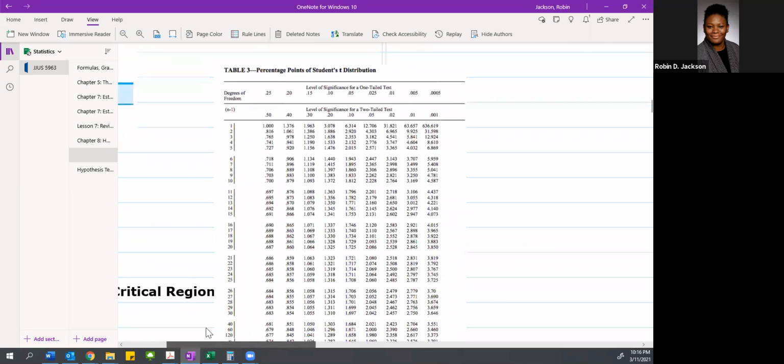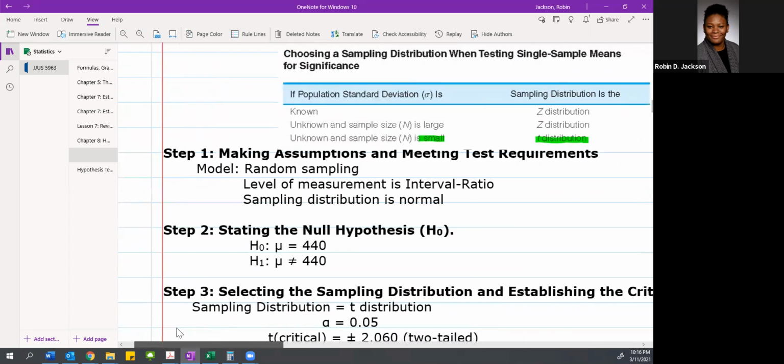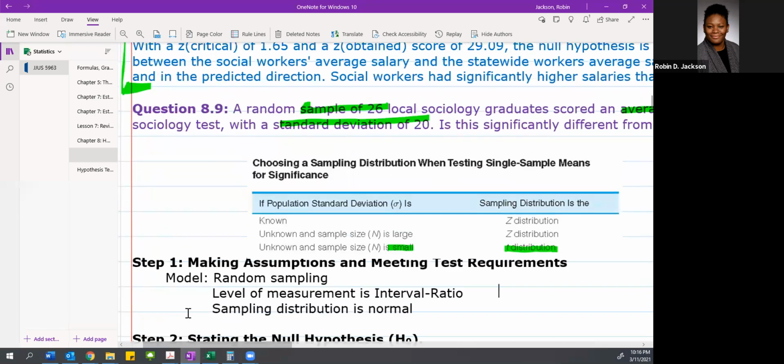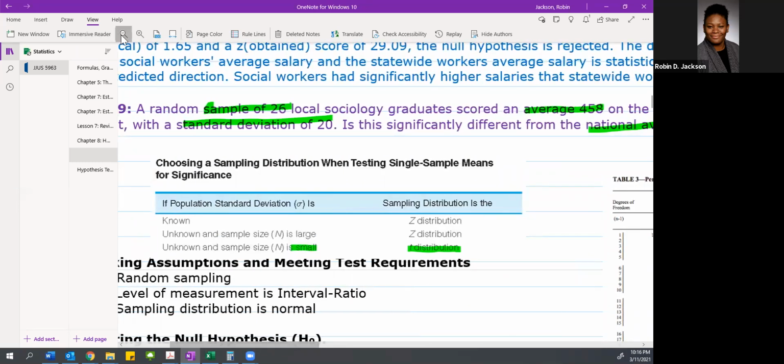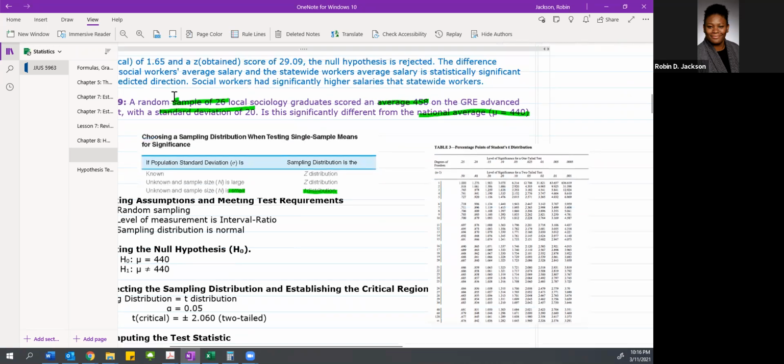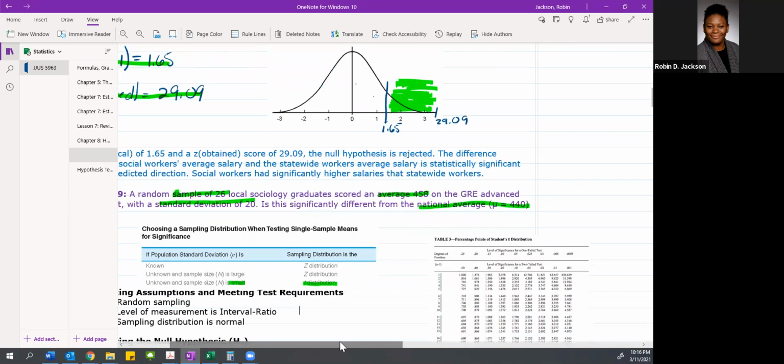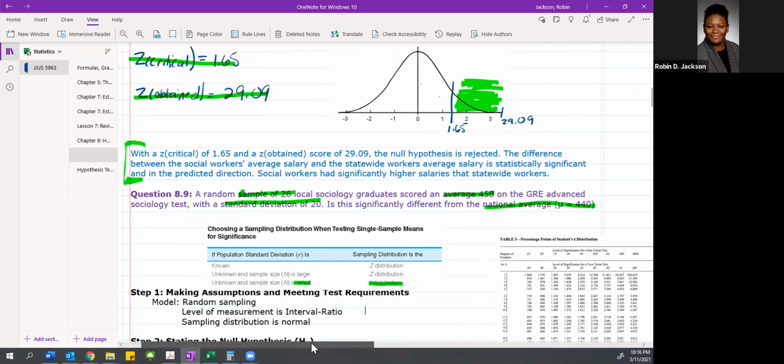Oh, actually, let me back up. I just realized something. There is one thing we need to do before we can get to that part, the part that I want to get to with the t-table. So let me back up. Okay, so a couple of things.